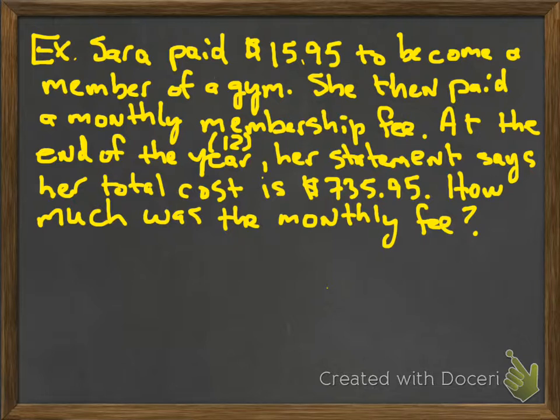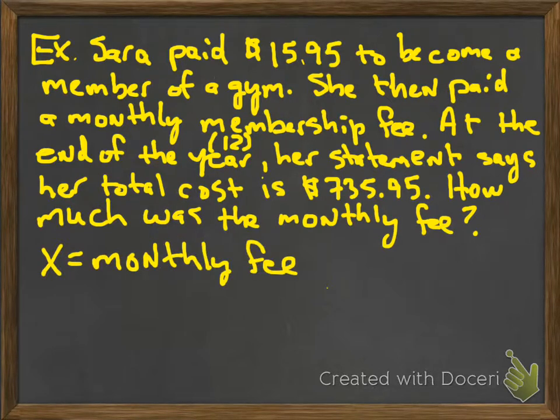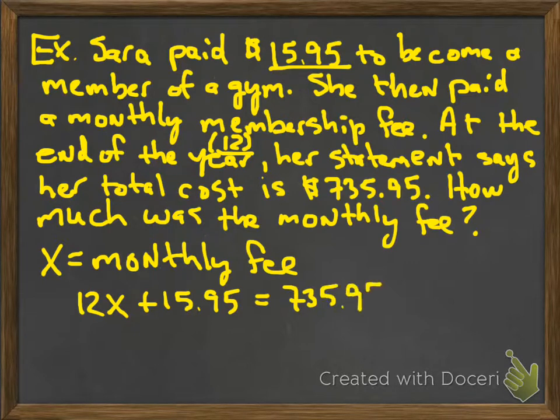So, what are we looking for? Well, look at the question. The question says how much was the monthly fee. So that's your x. That's why there's a question. So x is going to be the monthly fee. So I'm going to say x is, well, what did I do every single month? I paid that fee. So that means for 12 months I paid the same amount. That means I would say 12 times x, plus the $15.95 membership fee that I paid at the beginning to join the place. And that gave me a grand total of $735.95.